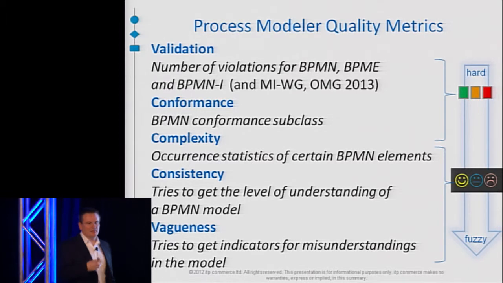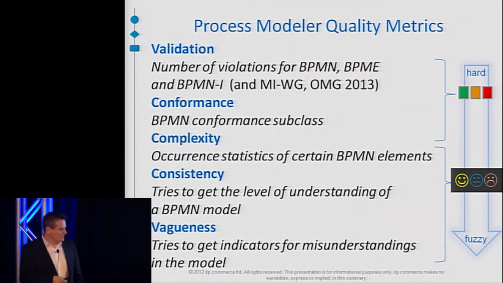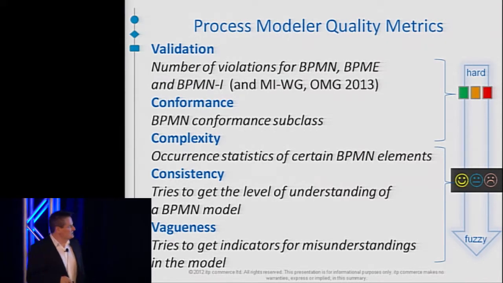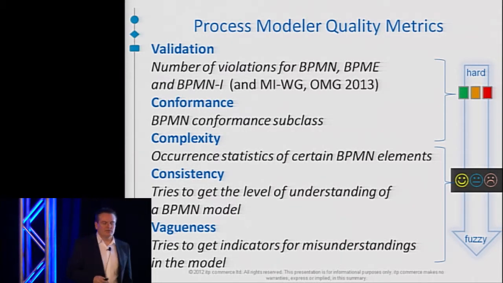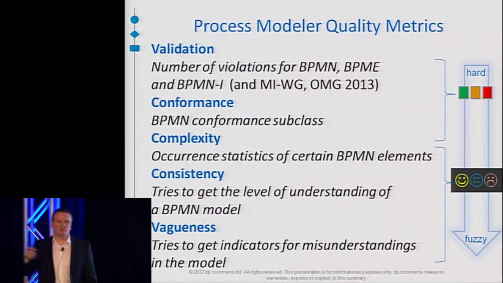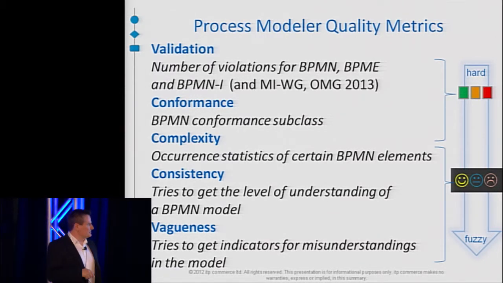Statistics for BPMN elements. How often do I use, let's say, event-based gateways or such things? The consistency tries to understand how the model is linked together, how many not-modeled sub-processes are in this model, etc. So this is also an indicator for good quality.